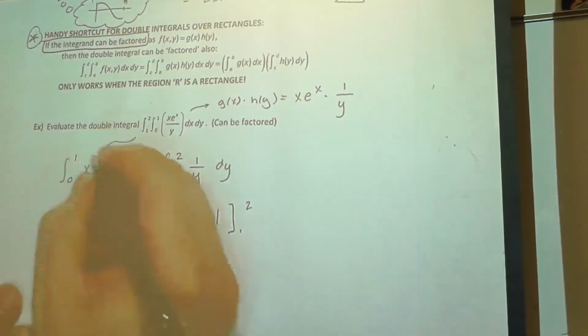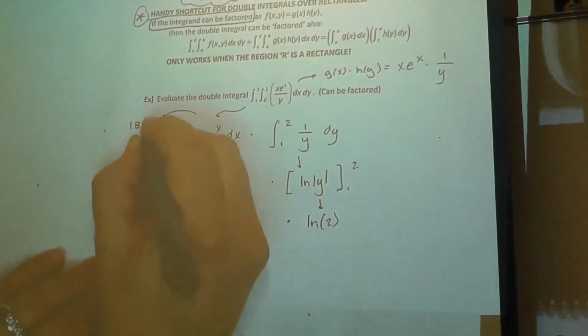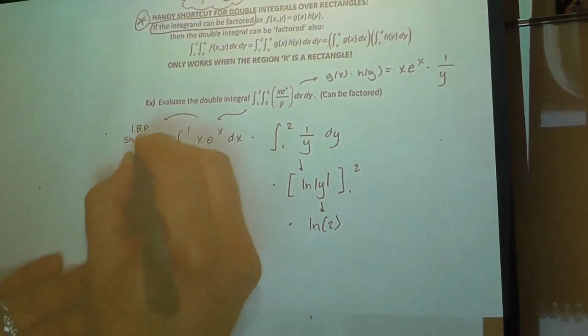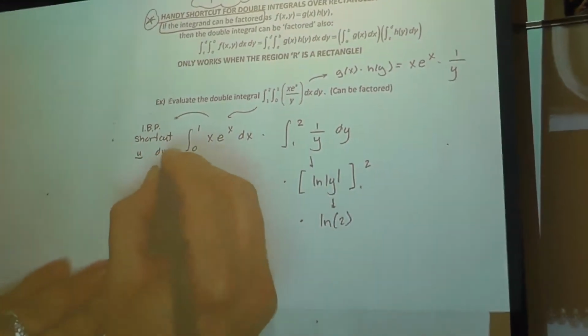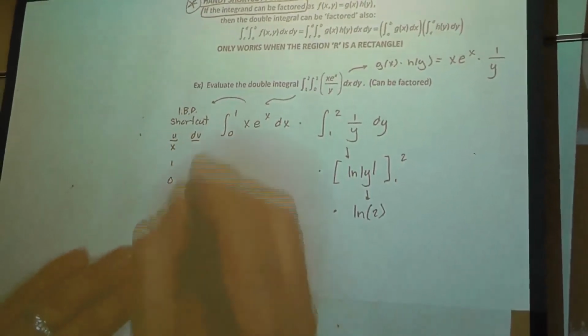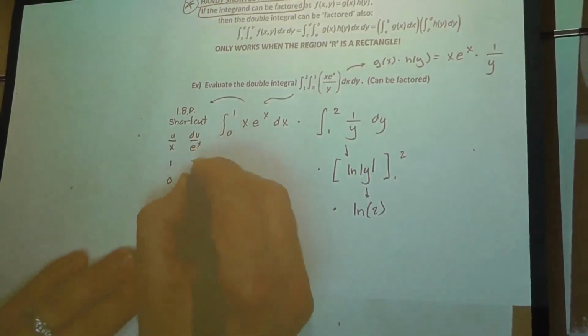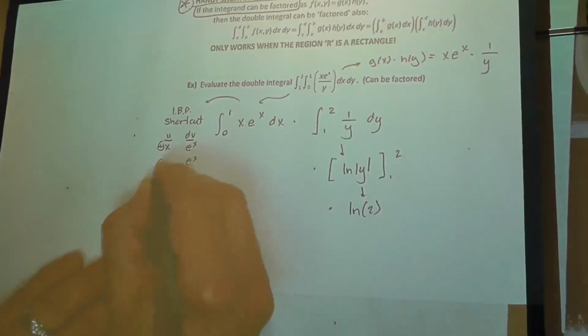So if I do the IBP shortcut here, this one's tiny enough to where you can do it in the margin. Your powers of x would be x and then 1 and then 0. Your antiderivatives would be all e to the x. And then link them diagonally.